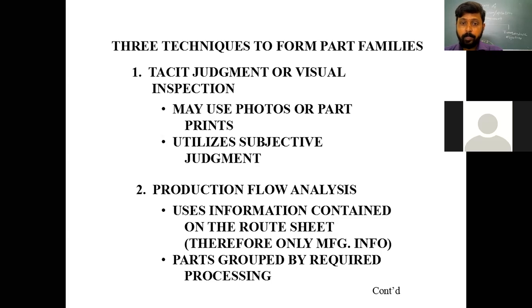Okay, since it is a visual inspection, you have to visualize everything. So for that reason, you require photos and part prints. Okay, and it utilizes subjective judgment. Subjective and objective, two types of judgments are there. Objective means very specific, subjective means a broad sense has to be applied. Now one problem in this particular thing is that the person who is going to make this visual inspection must have the knowledge of everything in the industry. So you must have an experienced person to make the visual inspection. This is the problem associated with the visual inspection.